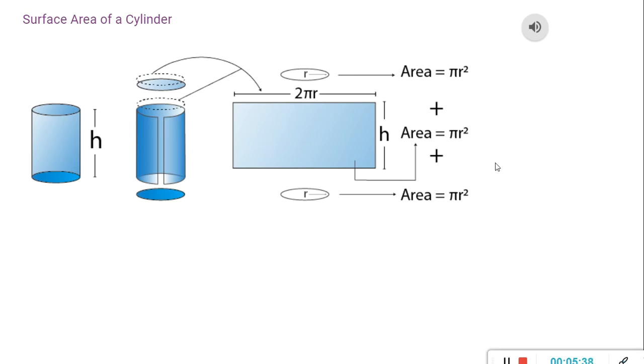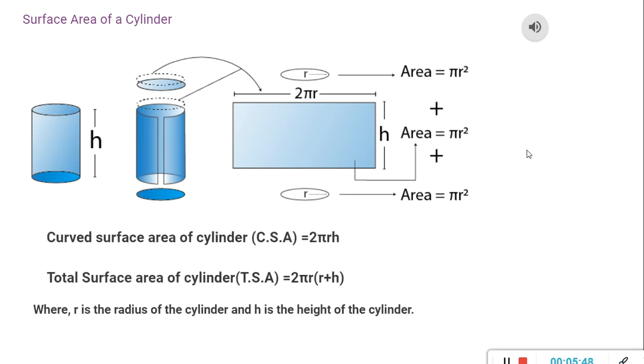If you are adding together 2 pi r h plus 2 pi r square, what would be common there? 2 pi r is common. Now what is remaining there? R plus h. So what would be the formula of total surface area of a cylinder? That is equal to 2 pi r into r plus h.